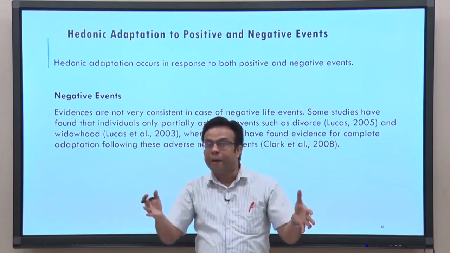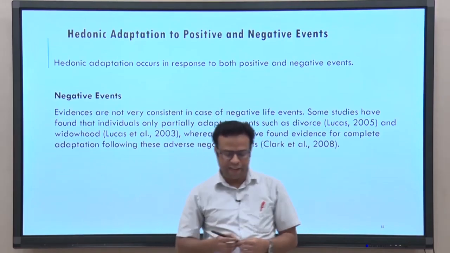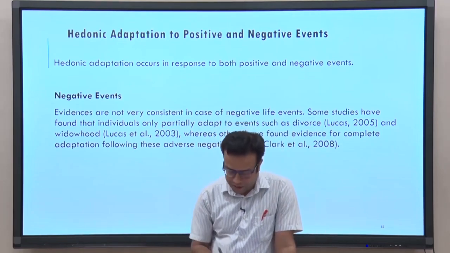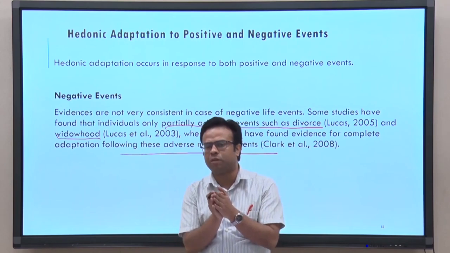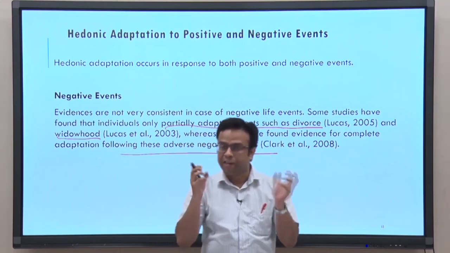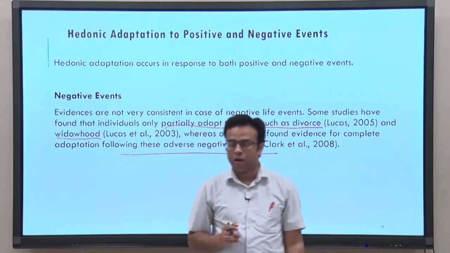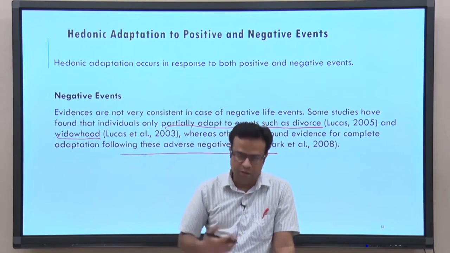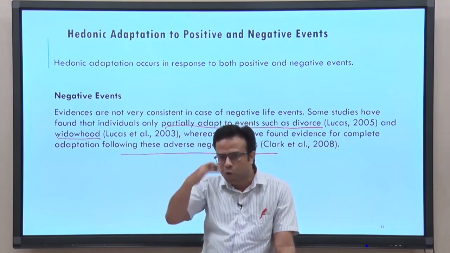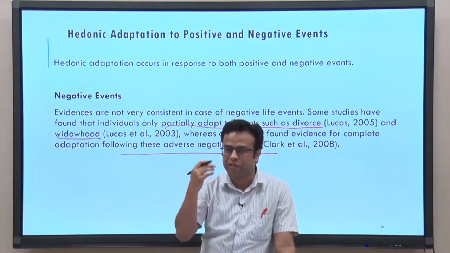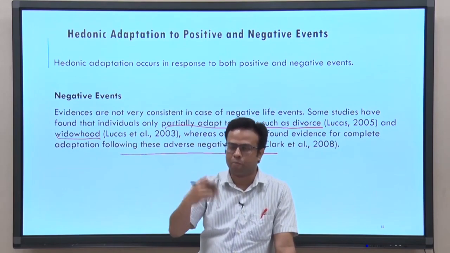But the rate of adaptation may differ depending on the nature of the event. For negative events, evidence is not very consistent. Some studies show that individuals only partially adapt to negative events such as divorce and widowhood, whereas some studies found that people also adapt to these negative events. So, there is no consistent finding. Some studies also show this for being disabled. Sometimes people are not able to completely adapt to these negative events, they partially adapt, and it takes more time. It is not easy to adapt to a negative event, it takes much more time as compared to positive events.